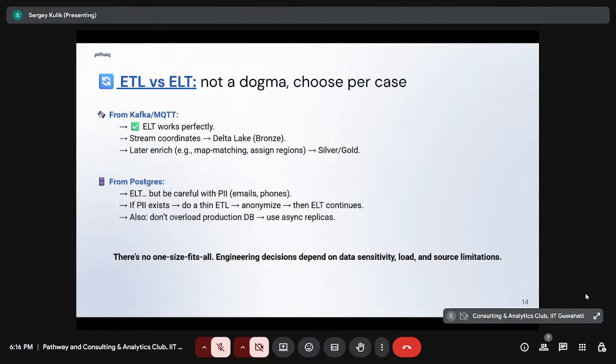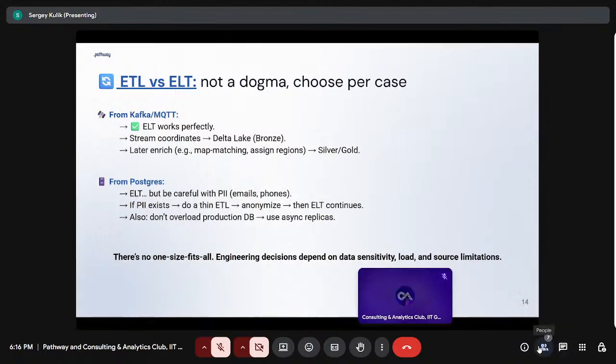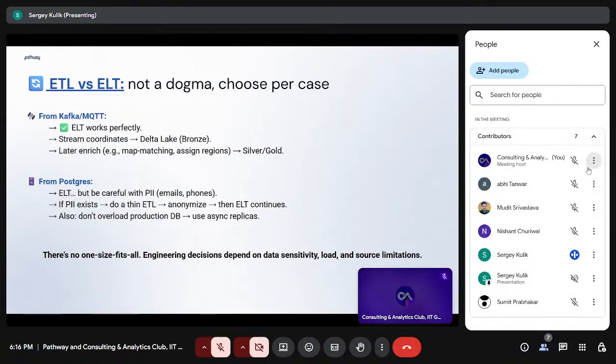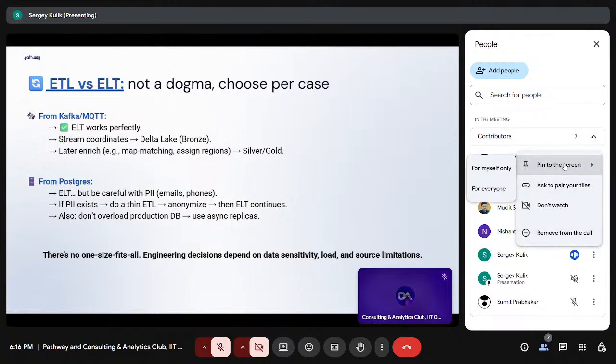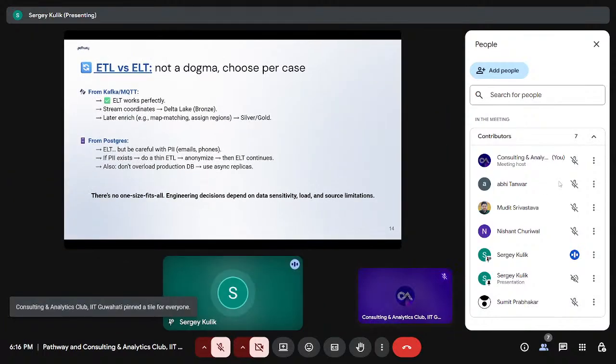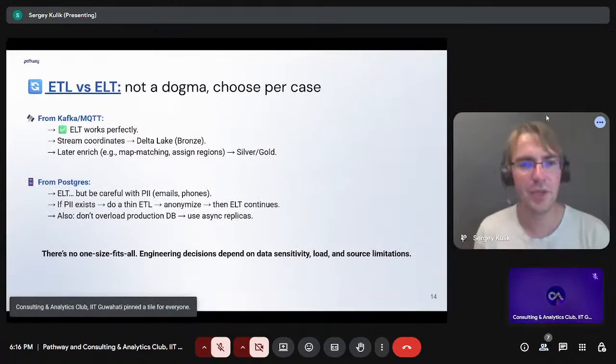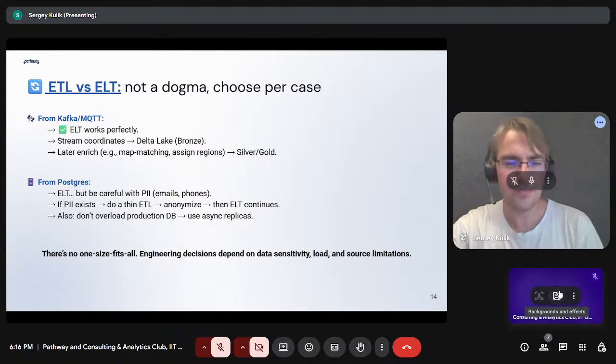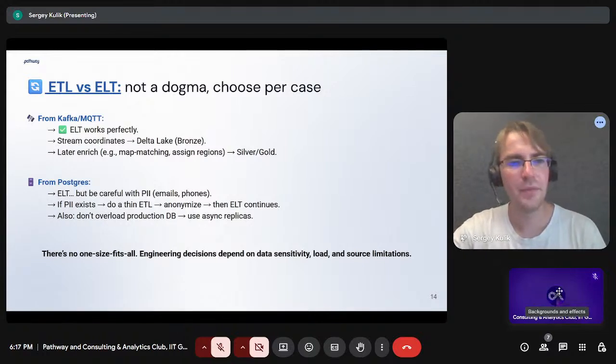And here it's a little bit more questionable if we can use ELT, because anyway, it's easier to have personal information here. So what we can do is thin ETL, where by thin, I mean that we take this data and still try to place it on the bronze layer as it is, but we anonymize it. So we remove all user-related identifiers, and then we just place it on the bronze layer.